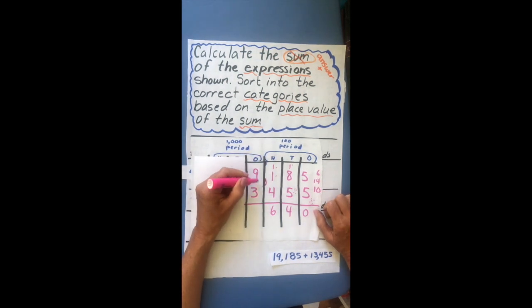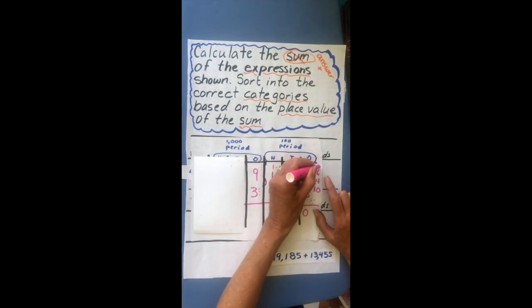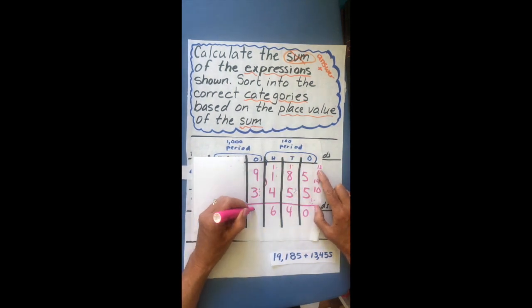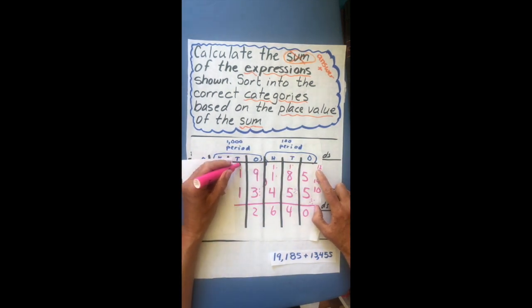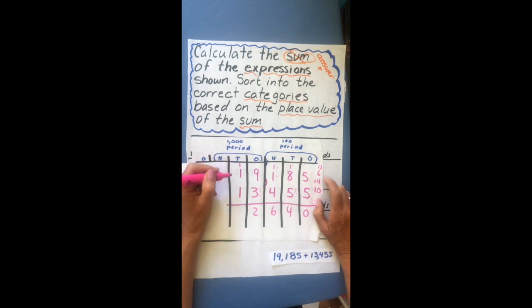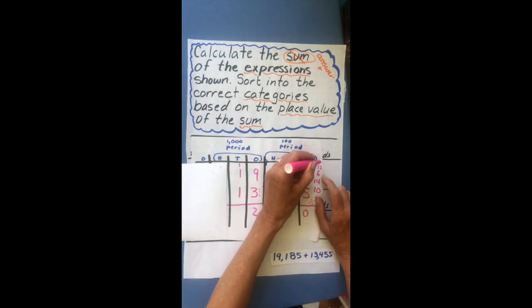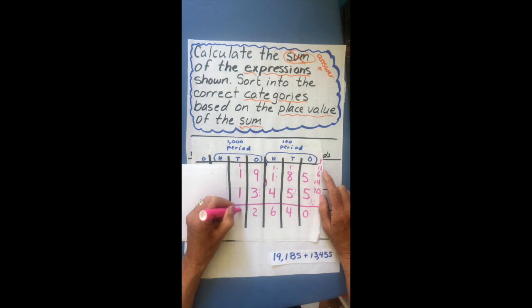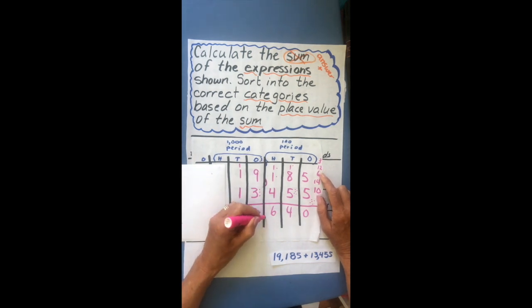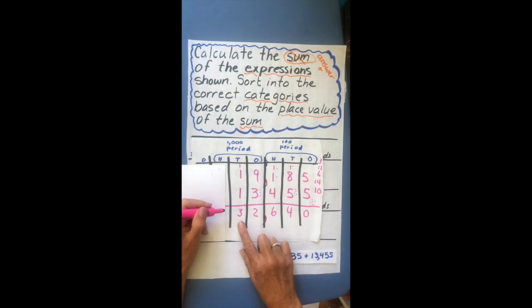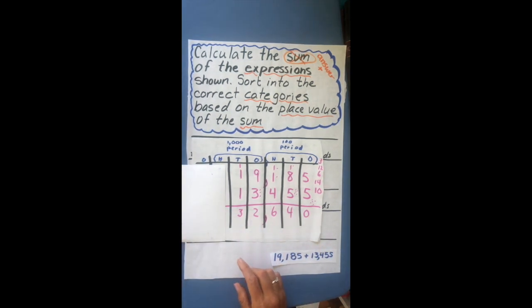Thousands place. 9, 10, 11, 12. The ones digit goes down, the tens place goes up. And now I'm in the 10,000s place. 1, 2, 3. Whenever I have one digit, I know it just goes down. And then I put my commas, and now I have 32,640. Now they want me to look at the 10,000s period only.